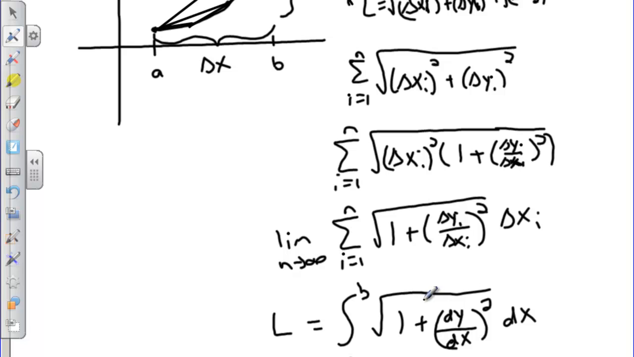This is what we need to know. This is how you find the length of any curve. You're going to integrate the square root of 1 plus the derivative squared dx. So let's go take a look at a couple examples of this.